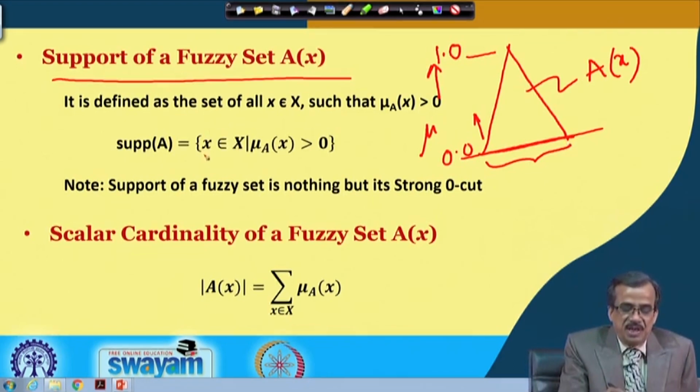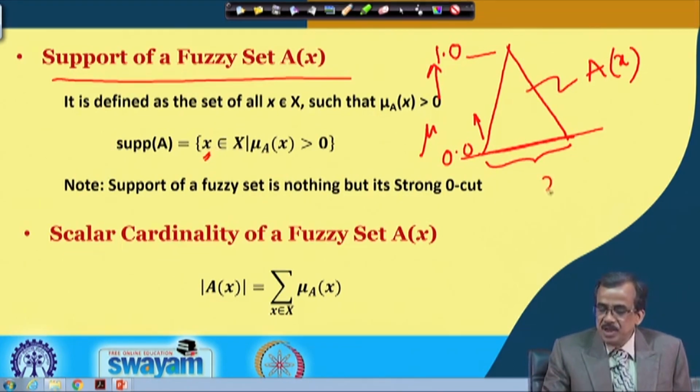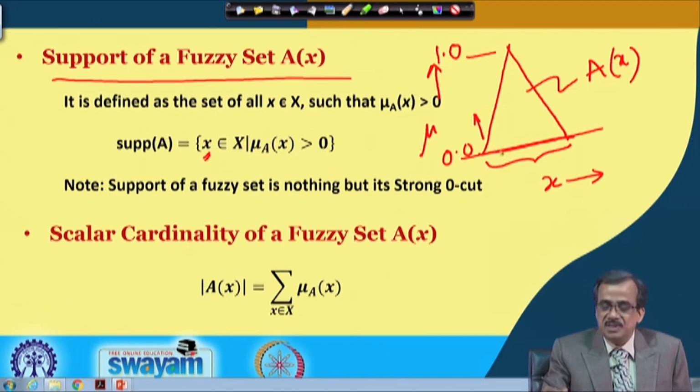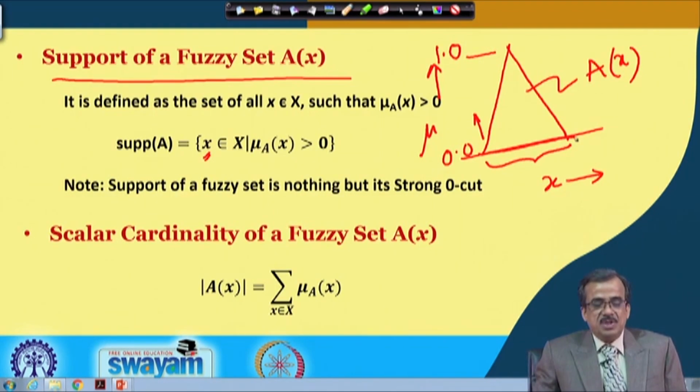And here you see x belongs to capital X, that is the universe of discourse, and this particular condition holds good, that is mu(x) is greater than 0. So, this is going to indicate the support of a fuzzy set.